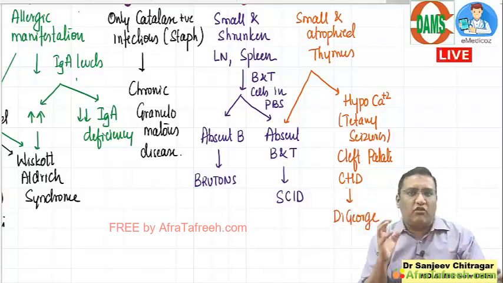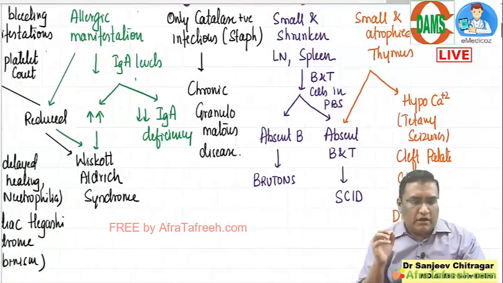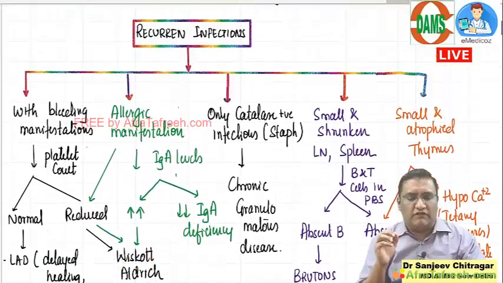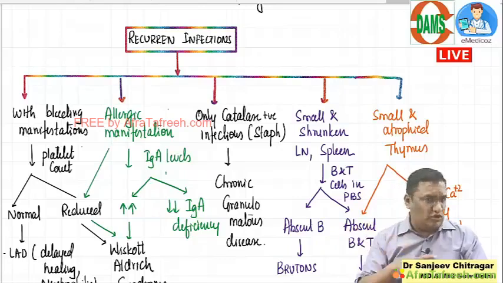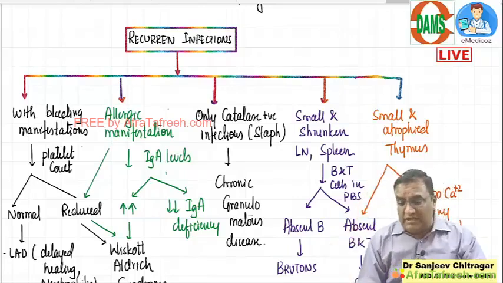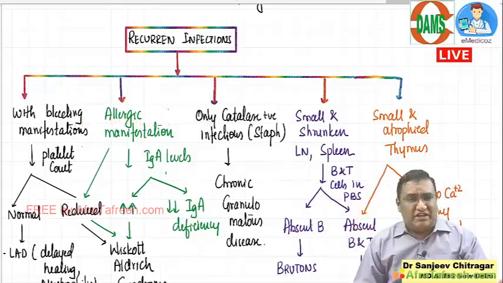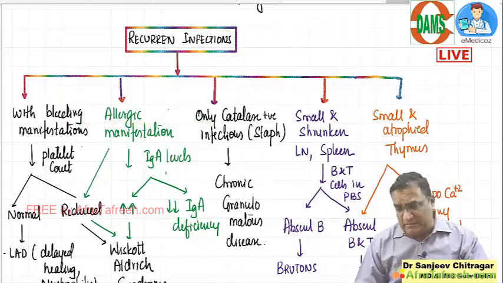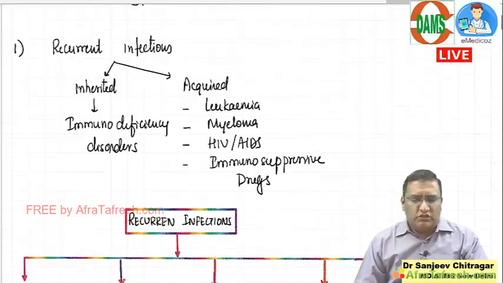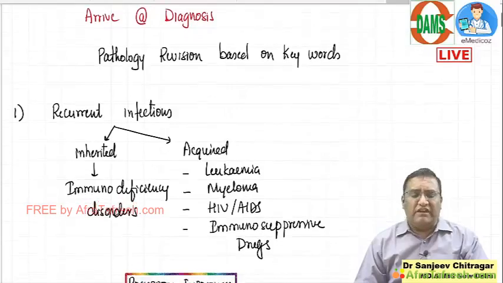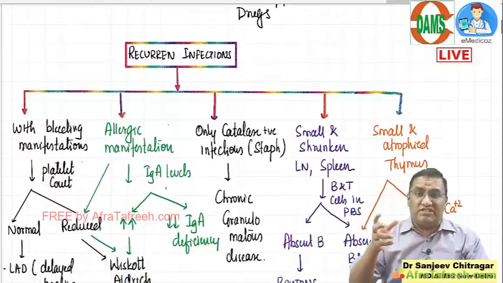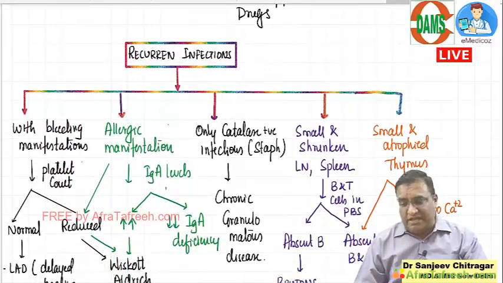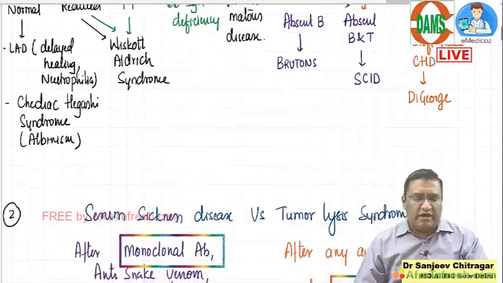So this is how I look at different disorders of recurrent infection. Basically, the acquired ones will be quite easy for you because you will have adequate clinical history there, like HIV, myeloma, etc. We'll discuss them as and when they come up. So this is one very important clinical vignette. For sure, a question will come from here because there can be lots of twists and turns in this. So that's the first one I wanted to discuss.